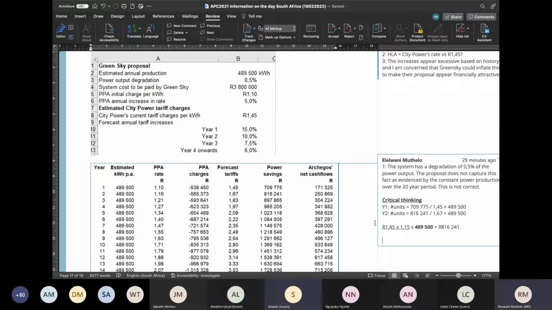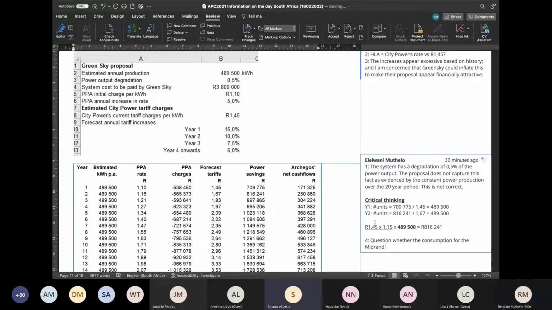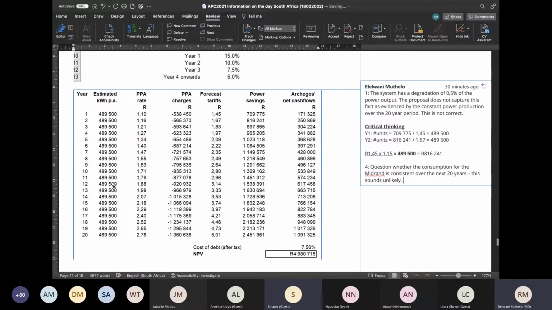So the point here is maybe to question whether the consumption for the mid-range school is consistent over the next 20 years, and I would say this sounds unlikely, because remember that the output is what it can do. So we are saying that after the degradation, it will be what it can do.